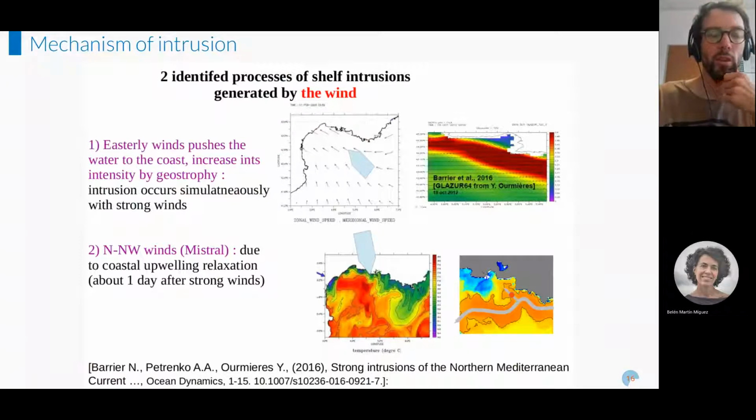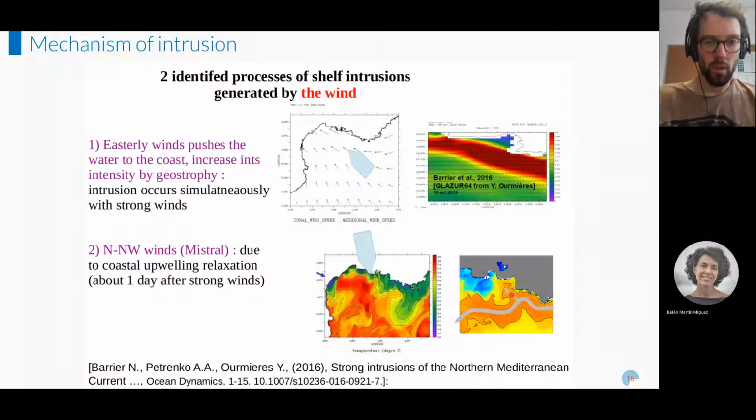And this happens during different types of winds. It's either easterly winds that push the water onto the coast and bring the intrusions straight onto the shelf, or some Mistral events, so more northern winds, that will generate some upwelling, and then after the relaxation of the upwelling, the intrusion can happen.